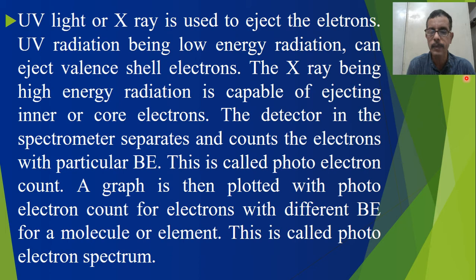And after this ejection of electrons, the detector in the spectrometer will separate these electrons according to their binding energy or kinetic energy, and the count of electrons with a particular binding energy or kinetic energy is taken. This is called the photoelectron count. And a plot of binding energy against photoelectron count gives the photoelectron spectrum.